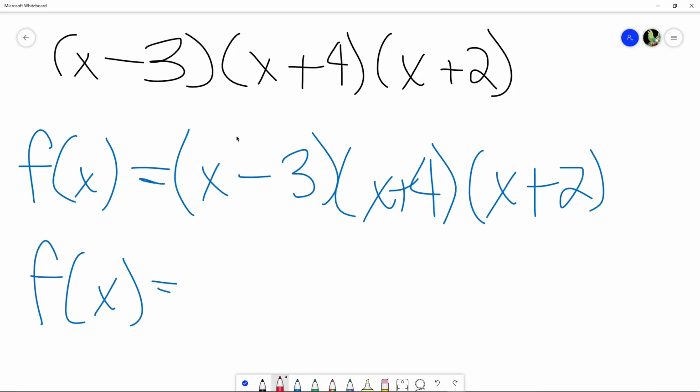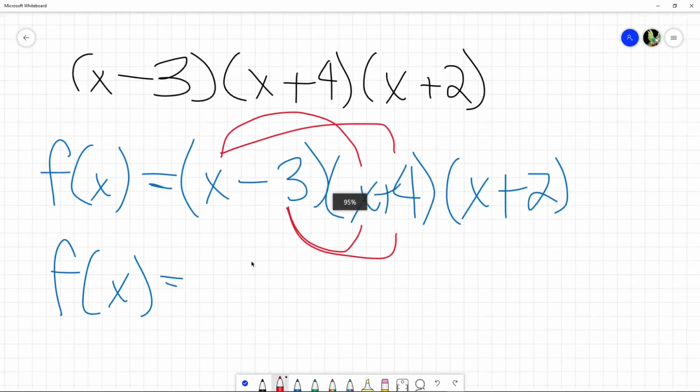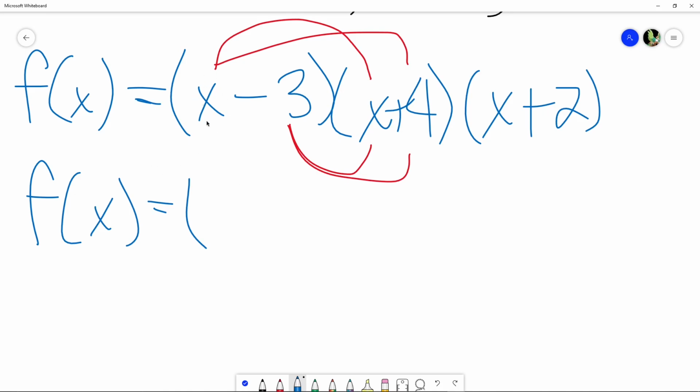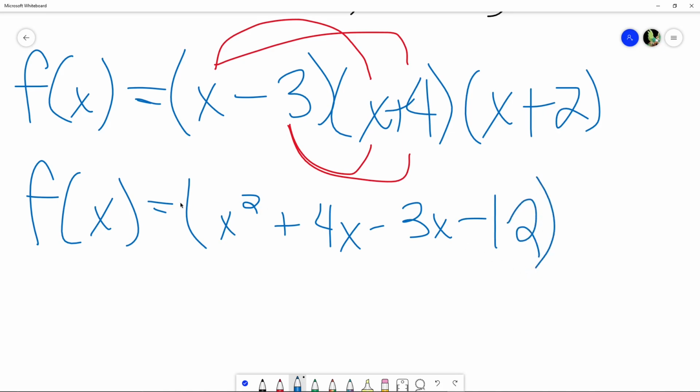So x, first we're going to do these two terms right here. There's two factors. So x to x, x to 4, then -3 to x, -3 to 4. Now that's going to be x times x, x squared, and x times positive 4 is going to be plus 4x. Negative 3x, of course, negative 3 times positive 4 is going to become negative 12. Use your calculator if you're having a hard time with this.